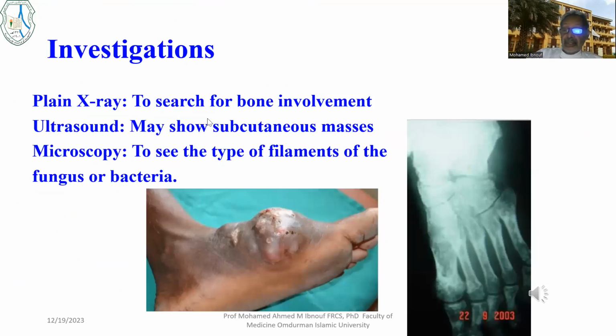For investigation, the most important thing is to do a plain X-ray, anteroposterior and lateral, to look for periosteal reaction, bone cyst, and destruction of bone. And also ultrasound might show these subcutaneous masses. And microscopy can be done also, particularly for filaments of fungi or of bacteria.